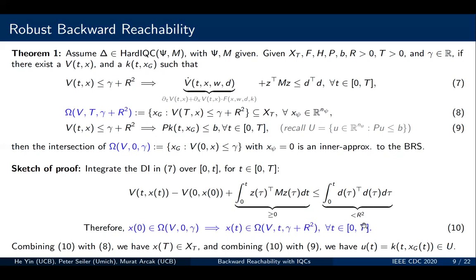By combining this condition with equation 8, we have that the terminal state will reach the target set. And by combining 10 with 9, we have that the control signal derived from the controller K satisfies the control constraint.